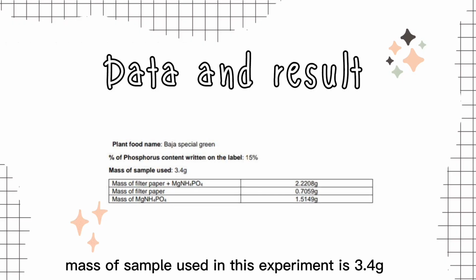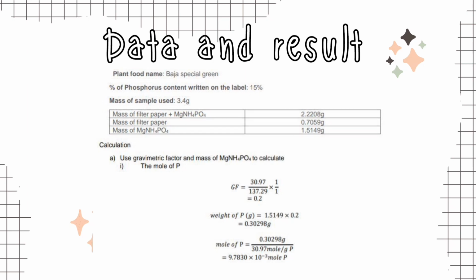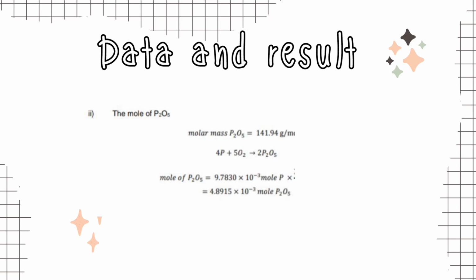Mass of sample used in this experiment is 3.4 grams. To calculate the mole of P, we need to find the gravimetric factor first. Then the gravimetric factor, which is 0.2, is multiplied with the weight of P. Lastly, the grams of P is divided by the molar mass of P. To calculate the mole of P2O5, we need to multiply the mole of P with the stoichiometry ratio.